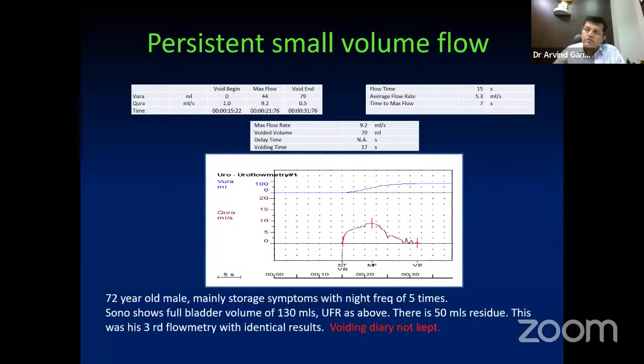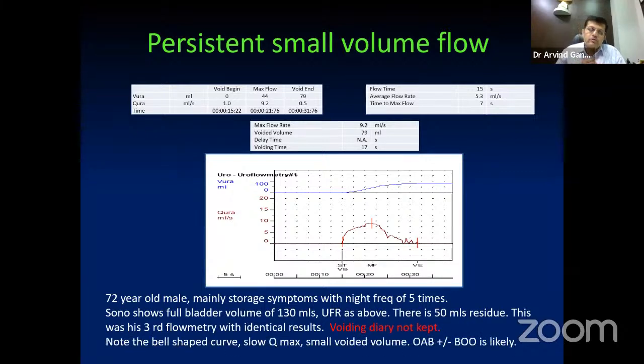One very important feature which actually will clinch the diagnosis is that you should always ask the patient, what is the night frequency of urination? If he has got a small voided volume and the night frequency is say 4 or 5 times, with a very small volume, it's very likely that he is having a small capacity bladder. And the next step would be that you have to ask him to keep a voiding diary.